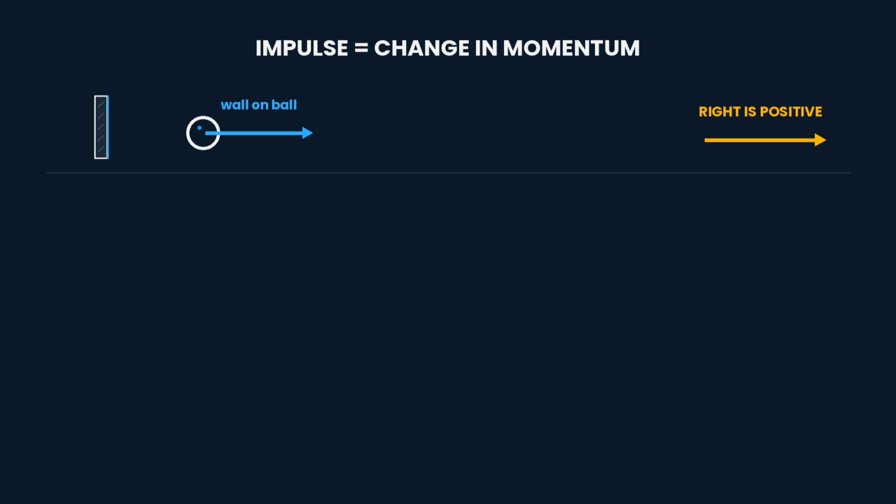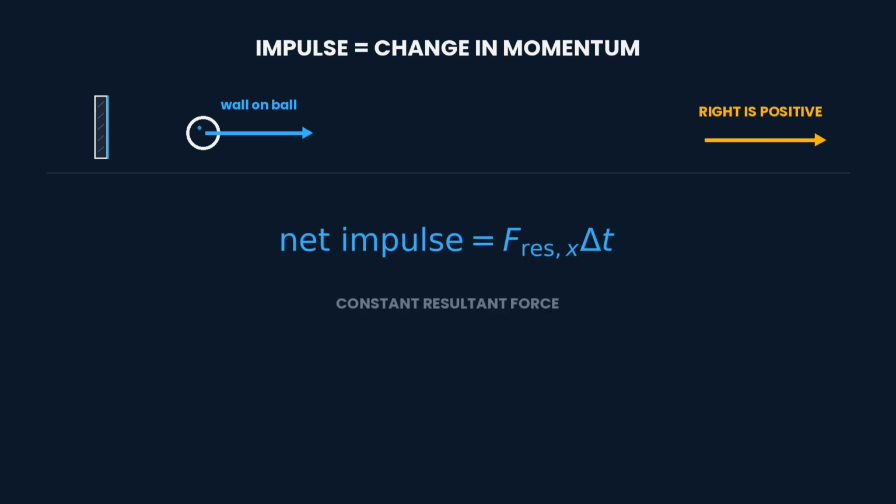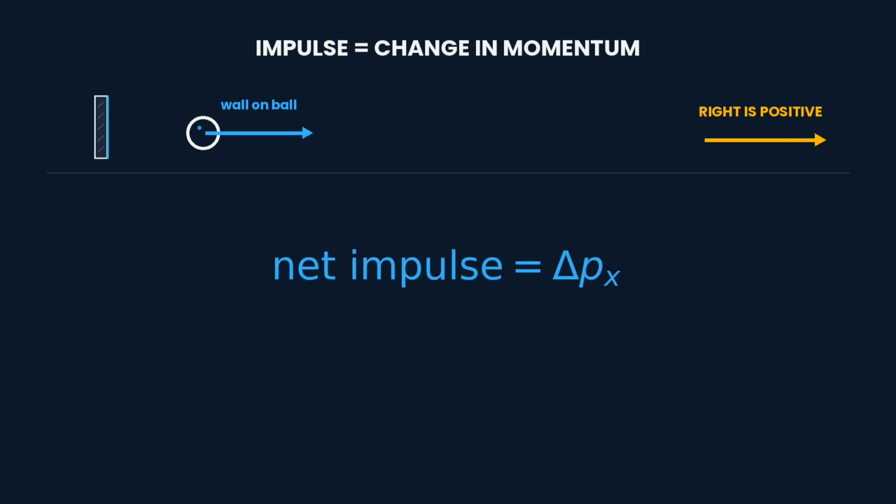The net impulse on the ball comes from the resultant force acting over a time interval. For a constant resultant force, impulse equals F subscript resultant delta t. If the resultant force varies, its average value multiplied by the time interval gives the same net impulse. Net impulse equals the change in momentum.